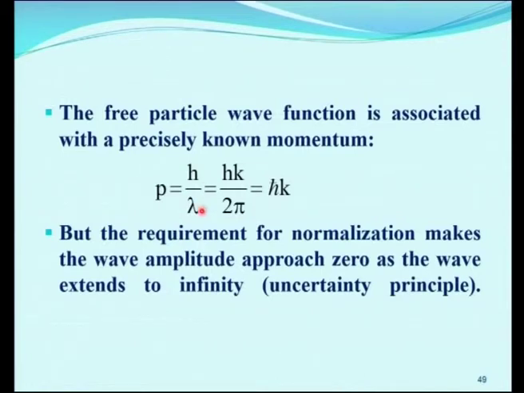In general, one is interested in particles which are free within some kind of boundary, but have boundary conditions set by some kind of potential. The particle in a box problem is the simplest example. The free particle wave function is associated with the precisely known momentum p is equal to h by lambda. So, when we substitute, we get h cross k.